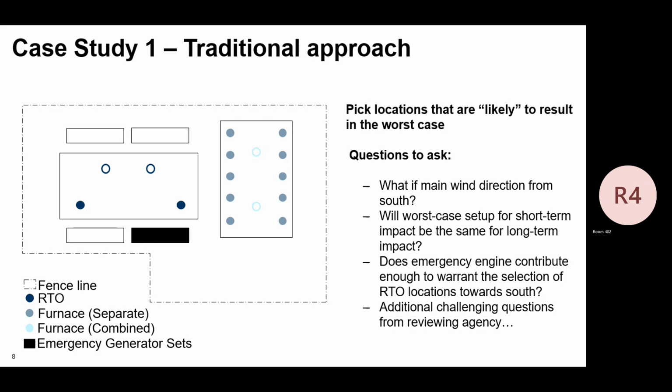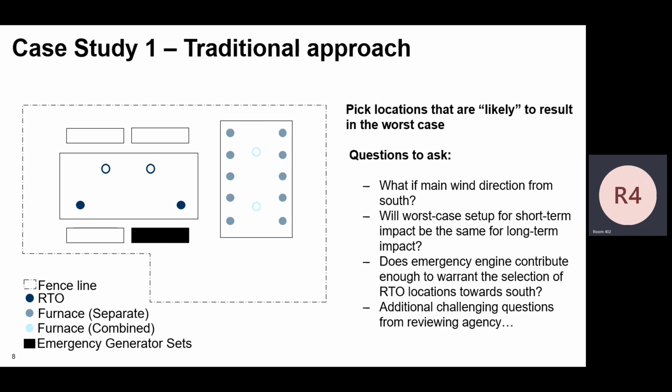So is the emergency engine. We know emergency engines are very key to many manufacturing plants, because you need to provide a reliable power supply. But they only operate about 1 hour per week, just for testing. So do they contribute enough to warrant selecting the location? The question being asked is, do we really need to worry about the emergency engine that much when picking this location?